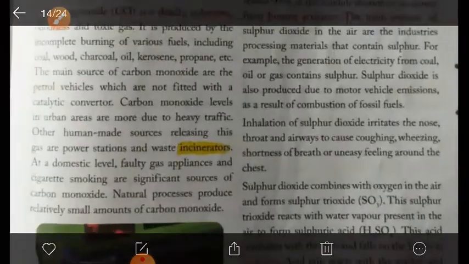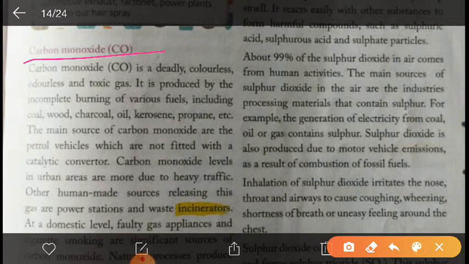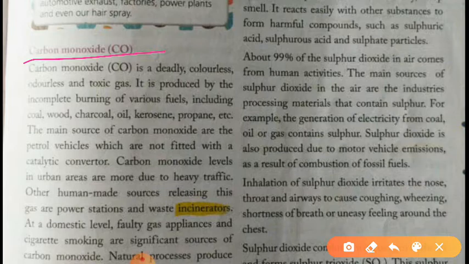Now we will see about carbon monoxide. What is carbon monoxide? It is a very deadly, colorless, odorless and toxic gas. And how is this carbon monoxide formed? It is formed by incomplete combustion. Whenever there is incomplete combustion, that leads to the formation of carbon monoxide. As you can see, it is produced by the incomplete burning of various fossil fuels including coal, wood, charcoal, oil, kerosene, propane, etc.